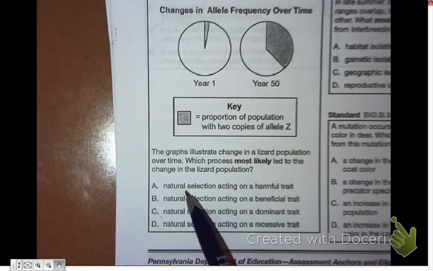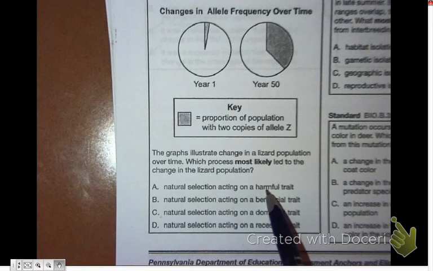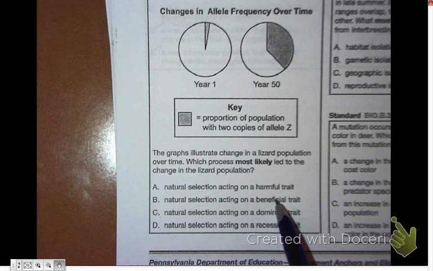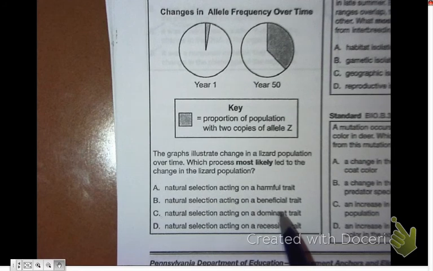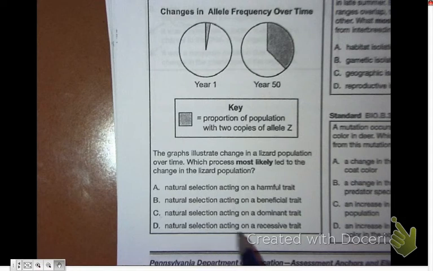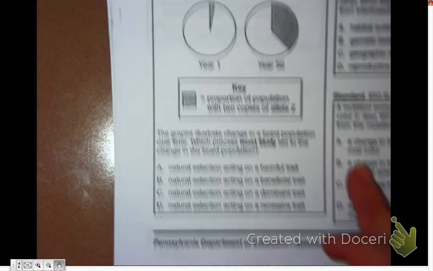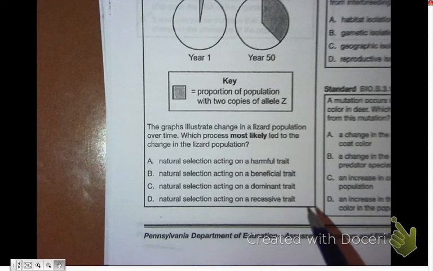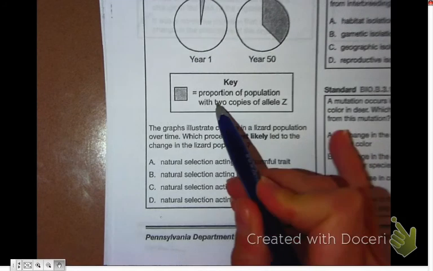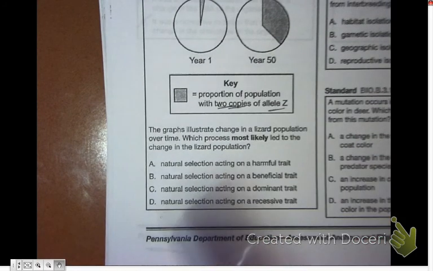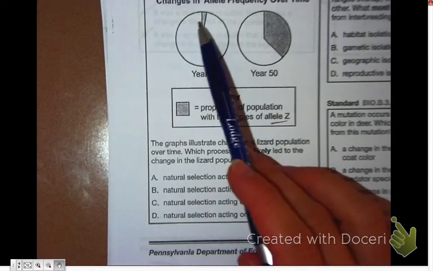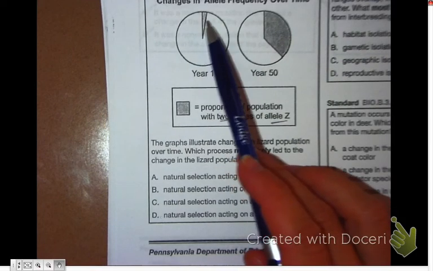Is it natural selection acting on a harmful trait, natural selection acting on a beneficial trait, natural selection acting on a dominant trait, and natural selection acting on a recessive trait? This is a difficult question to answer because you're not given a whole lot of information, but you are given the information that there are 2 copies of allele Z, but does that mean that they are recessive? Most likely, yes, given this first year.